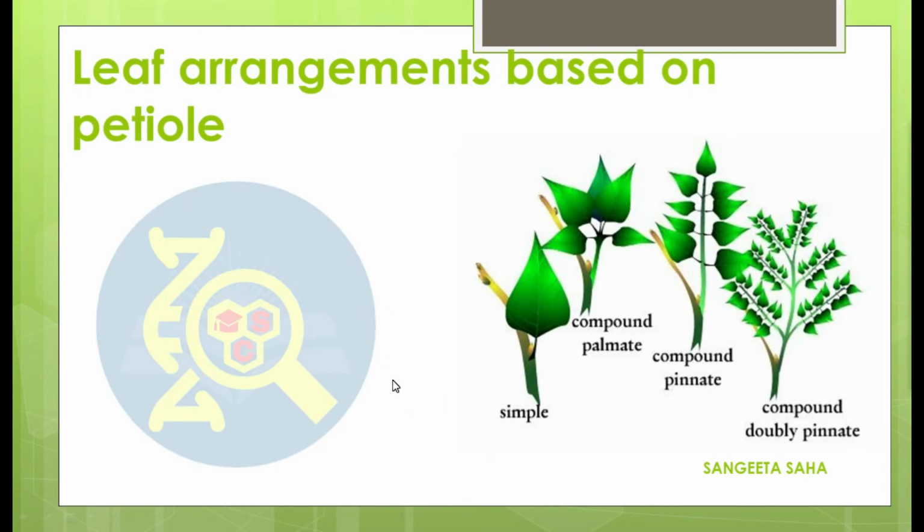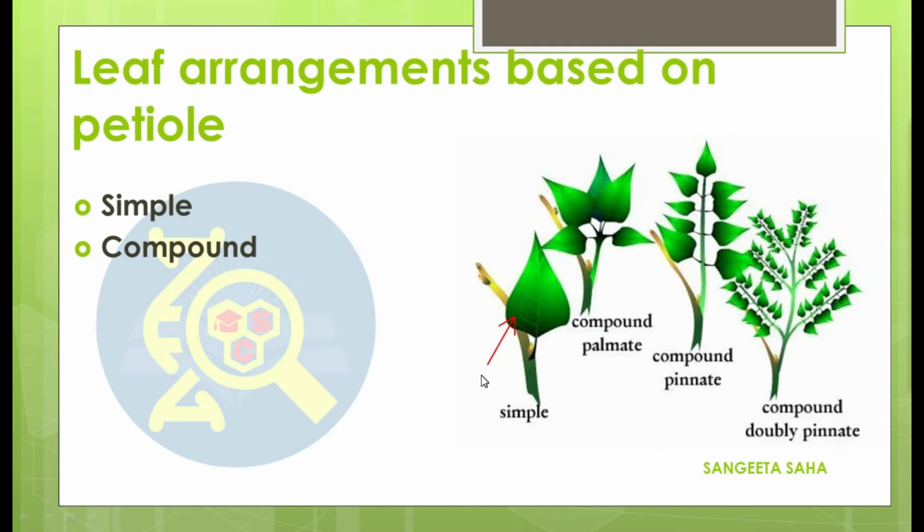Okay. Now, coming to the leaf arrangements based on petiole. There are two types of leaf arrangements that we get to see. One is the simple leaf and next is the compound leaf. Simple leaf is what? Where there is a single leaf here like this, and the single leaf is on a petiole or a stalk.